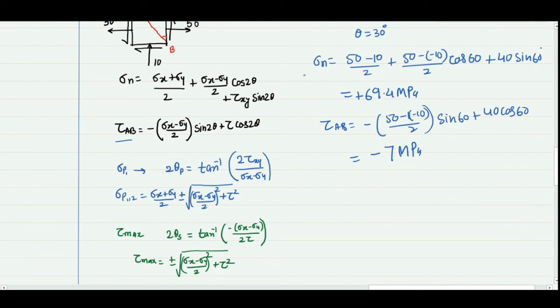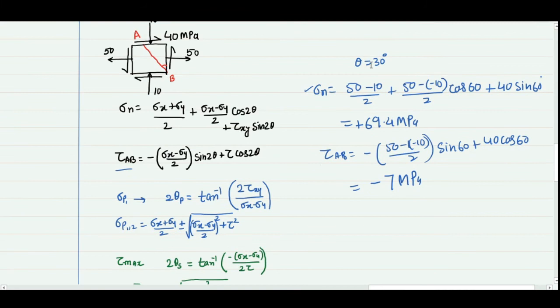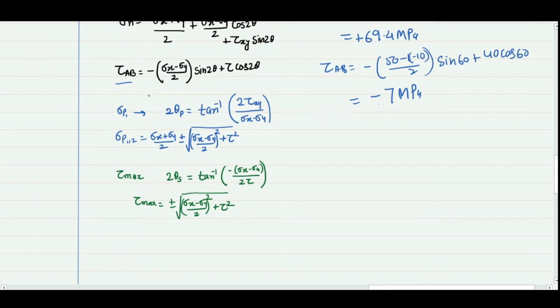You can represent these two on the diagram. As the normal stress is positive, it will be represented by an arrow moving away, and this would be my normal stress of magnitude 69.4. And the shear stress is negative, so negative means it will be in this direction, and it will be of magnitude 7.